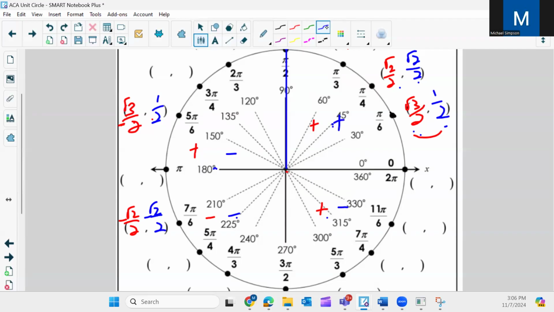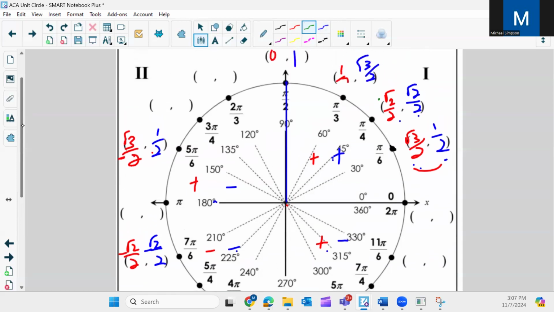All right. Now, all you gotta know is this. All you have to know is 30, 60, and 45. And 45 is pretty easy. It's the same, square root of 2 over 2. All you gotta know is these three right here, and then you can fill out the rest of the unit circle.